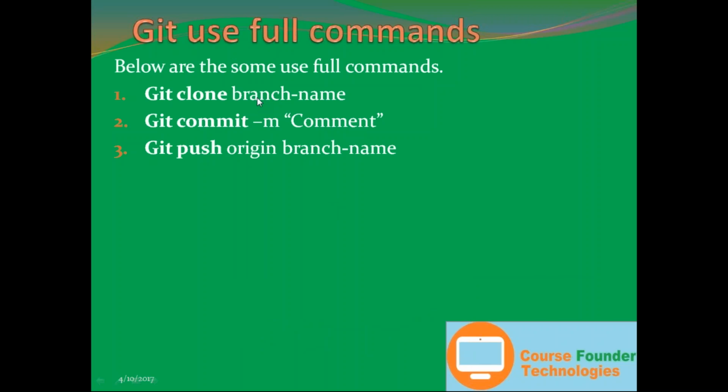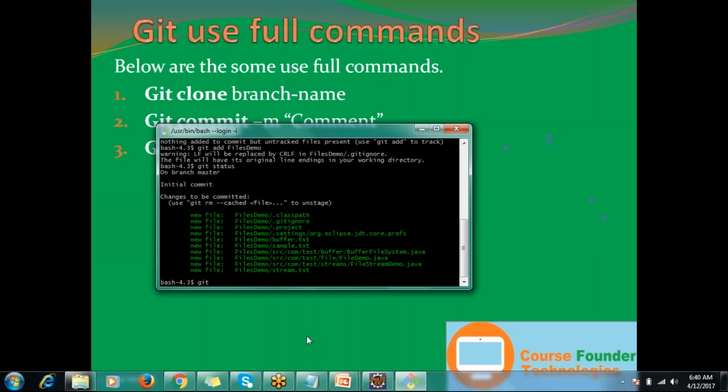Can you see the screen now? Yeah. So git clone and branch name. The branch name, you know how to copy it, correct? Once you log in and create a branch, then copy the repository name. Correct? So once that is done, then what you have to do is git add and the project name, which project you want to commit. Now we have already added the project, this project we want to commit.